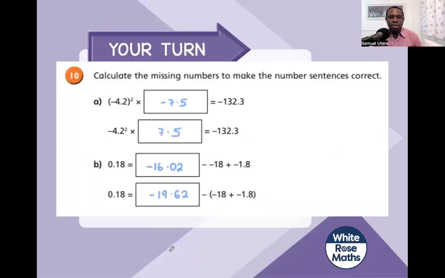For question 10, you were asked to calculate the missing numbers to make the number sentence correct. Now, with these, you can do inverse operation. So you can do negative 4.2 times negative 4.2, all using your calculator. Once you get that result, you can divide this by that number. That gives you this. You can do the same here.